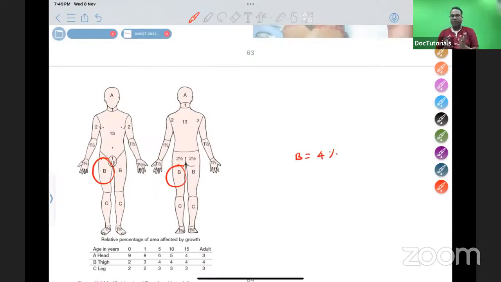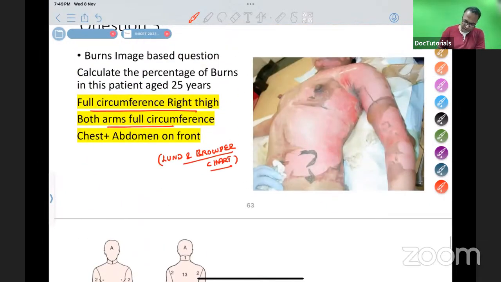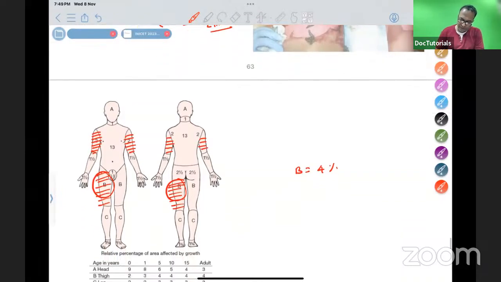Full circumference of the right thigh was given in the exam image, so I will go for front and back side. So it is 4%. And they mentioned both arms full circumference, not the full upper limb. So 2% for each arm, 2 plus 2 for the arms.